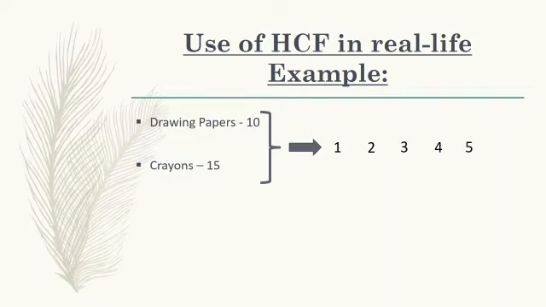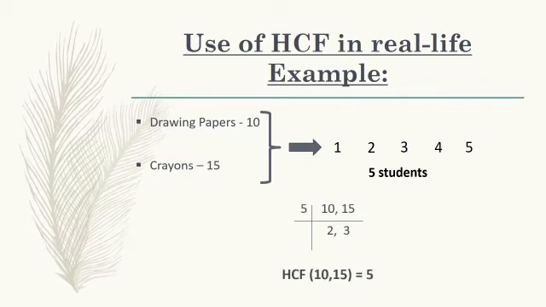But if we consider 5 students, then 10 drawing papers and 15 crayons can be distributed equally. And each student will get 2 drawing papers and 3 crayons. That means HCF of 10 and 15 is equal to 5.